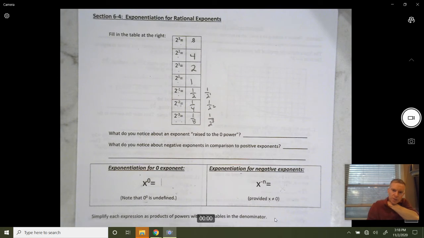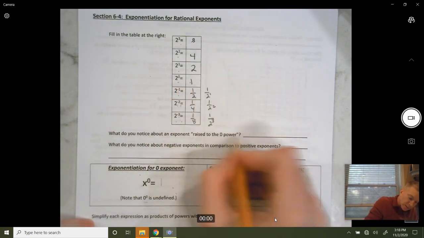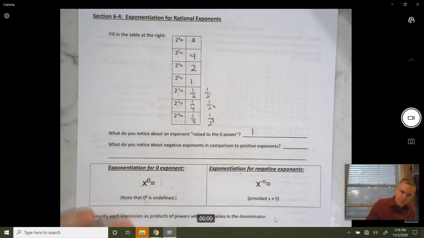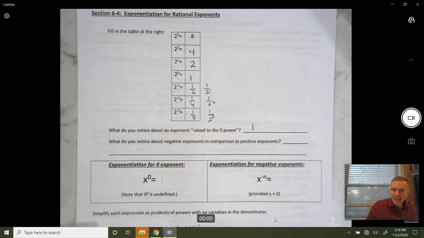What do you notice about an exponent raised to the 0 power? Well, anything raised to the zero power, unless your base is also 0, you're going to get 1. What do you notice about negative exponents compared to positive exponents?